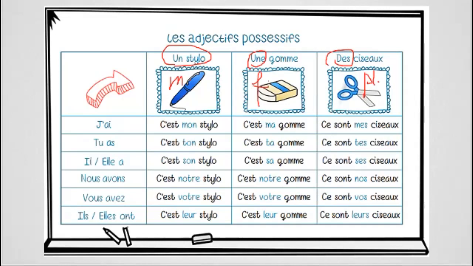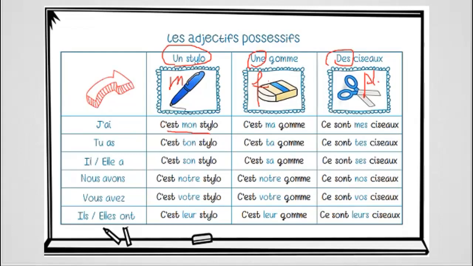This stylo is masculine. Okay. Yeah, it's a boy. Yes, c'est mon stylo. You can see that. Mon stylo. So I want to say this is his pen, how to say that? This is his pen. His will be son stylo. C'est son stylo.